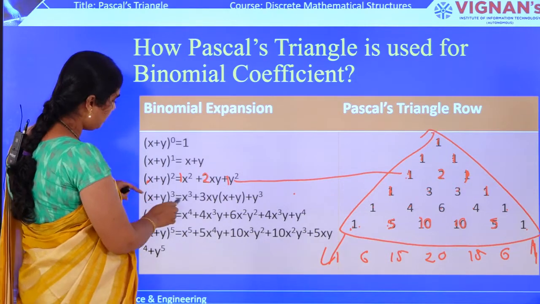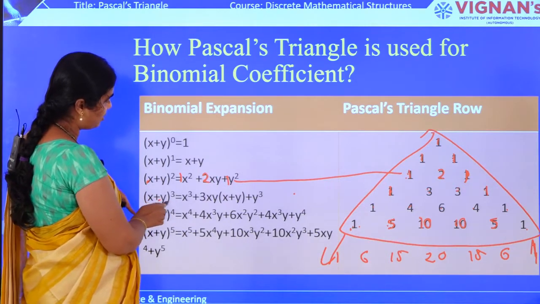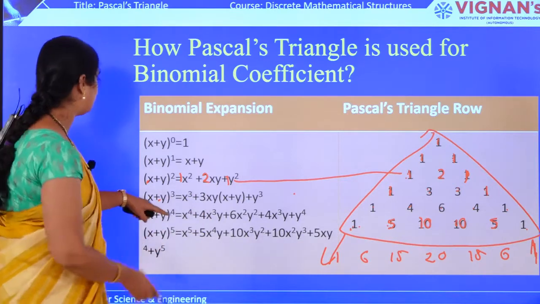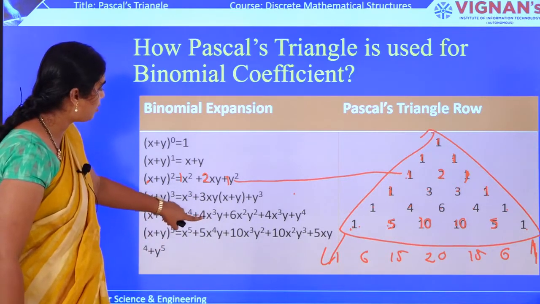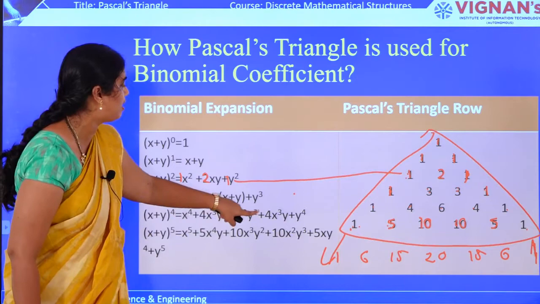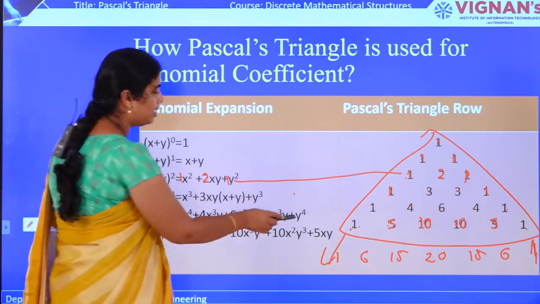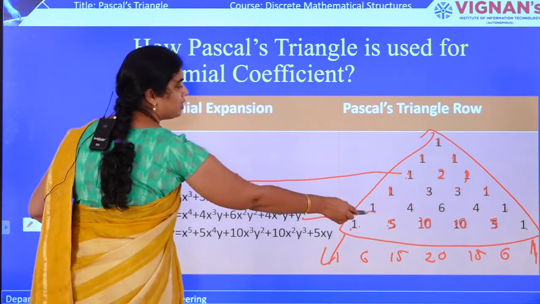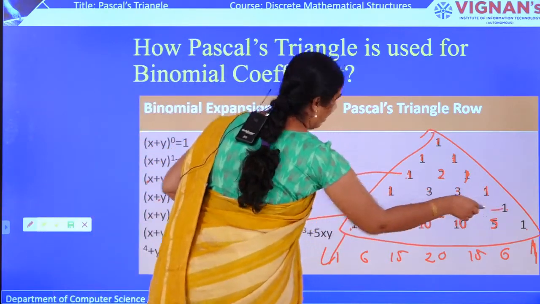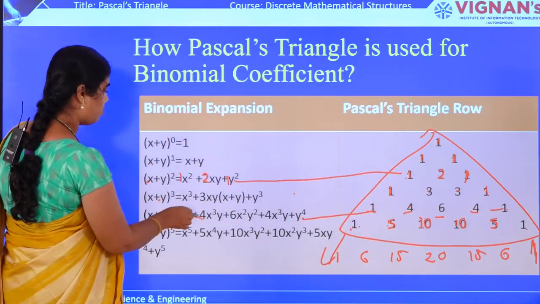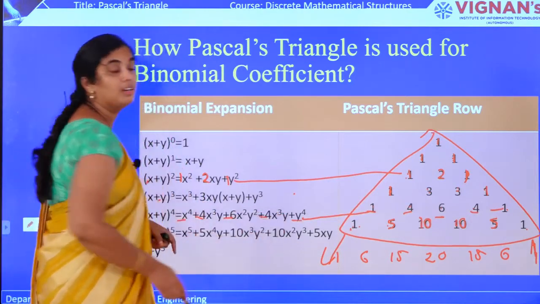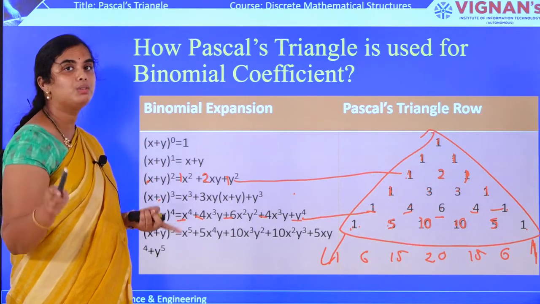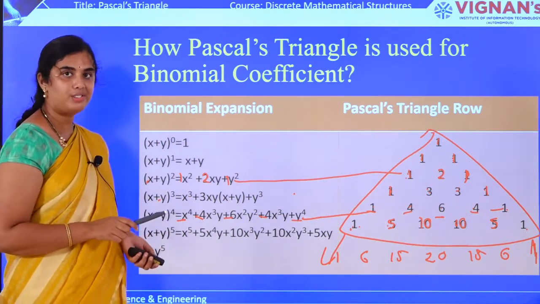I will be showing one more thing. See there, the third expansion, x cube plus 3xy, or else see this fourth expansion, x power 4 plus 4x cube y plus 6x square y square plus 4x y cube plus y power 4. Just compare with this row. See, same coefficients 1, 4, 6, 4, 1. 1, 4, 6, 4, 1. So, in this way you can get the binomial coefficients using Pascal's triangle.